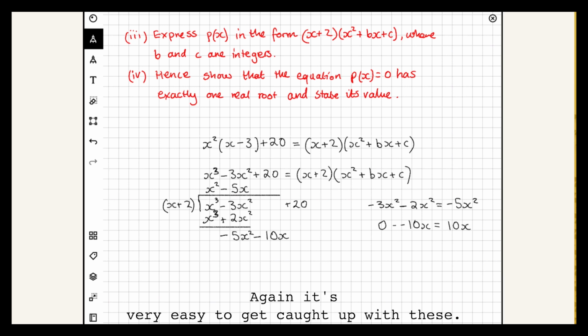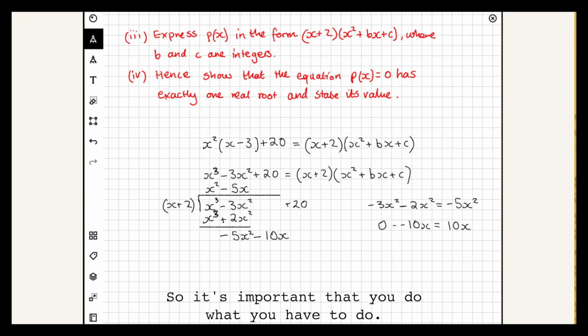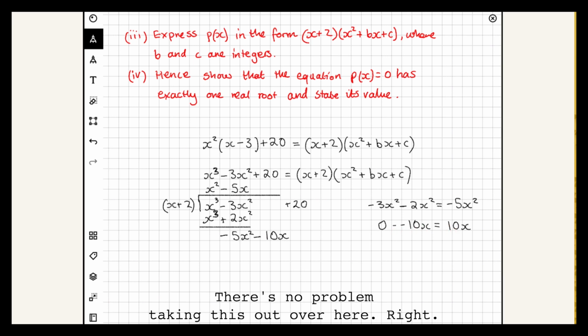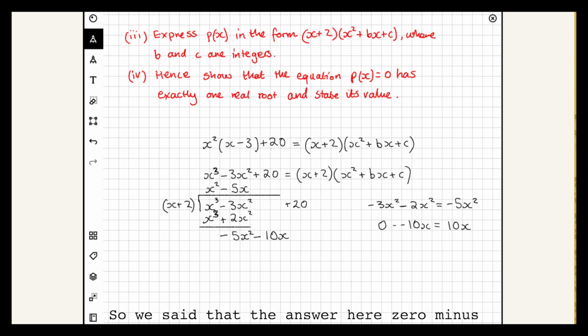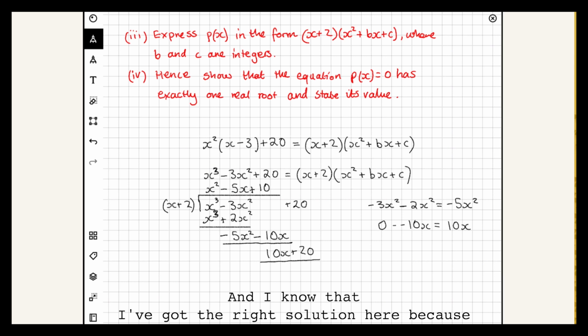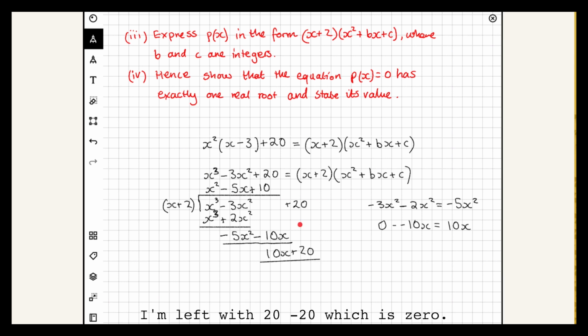Again, it's very easy to get caught up with these negatives and make mistakes with them. So it's important that you do what you have to do. There's no problem taking this out over here. Right, so we said that the answer here, 0 minus 10x, is positive 10x. x into 10x is plus 10. x times 10 is 10x. 2 times 10 is plus 20. And I know that I've got the right solution here because I'm left with 20 minus 20, which is 0.